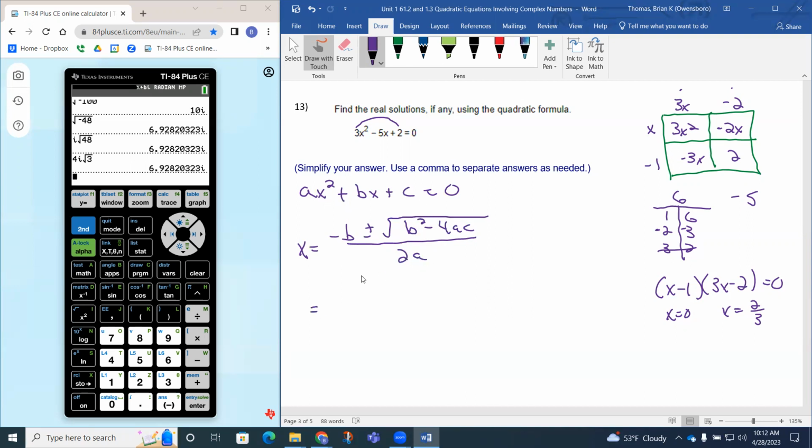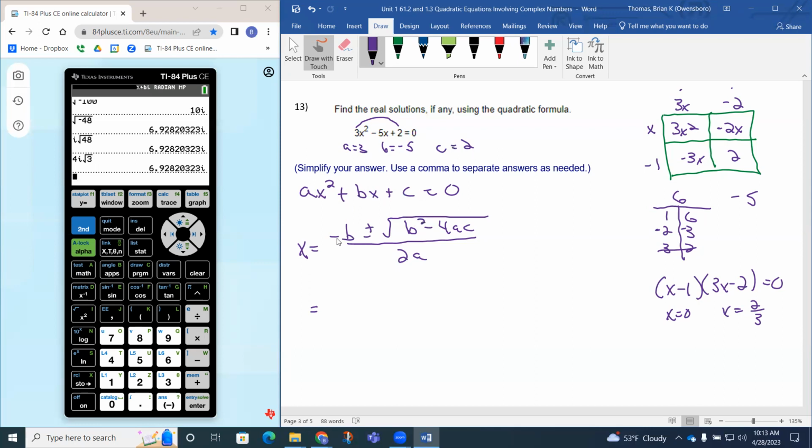So to do this, we have to identify what a is, what b is, and what c is. Well, the a is the coefficient in front of the x squared, so a is actually going to equal this 3. The b is the coefficient of x, so that's how it's going to actually be a -5. And then the c is the constant, which is the 2. So c is going to equal this 2. So to use the formula, all we have to do is substitute these values in for the correct letters.